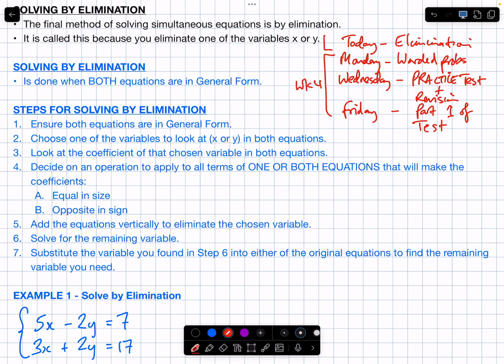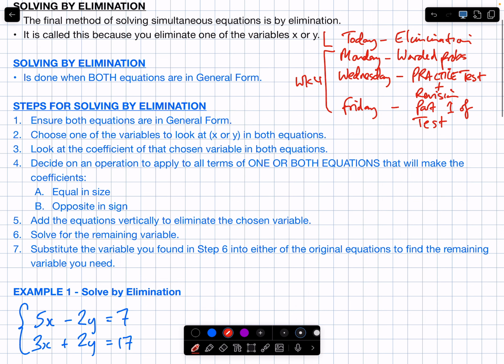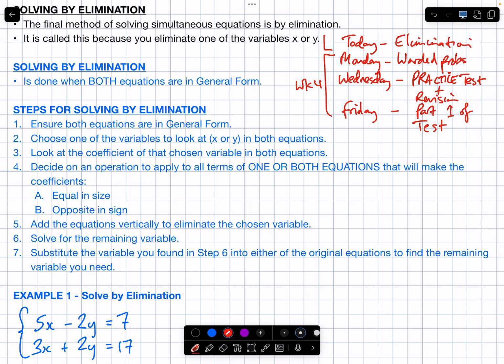Can someone remind me? You've been given two strategies to solve simultaneous equations. What was the first one? Graphing it. What was the second one? Substitution. So substitution was when one of them had x by itself or y by itself.